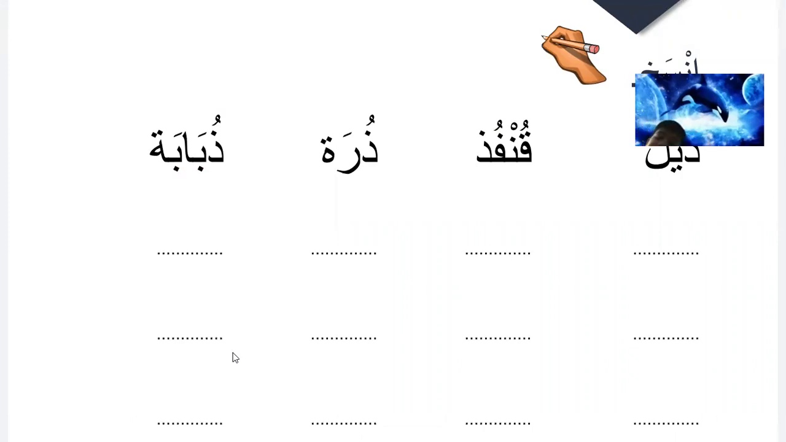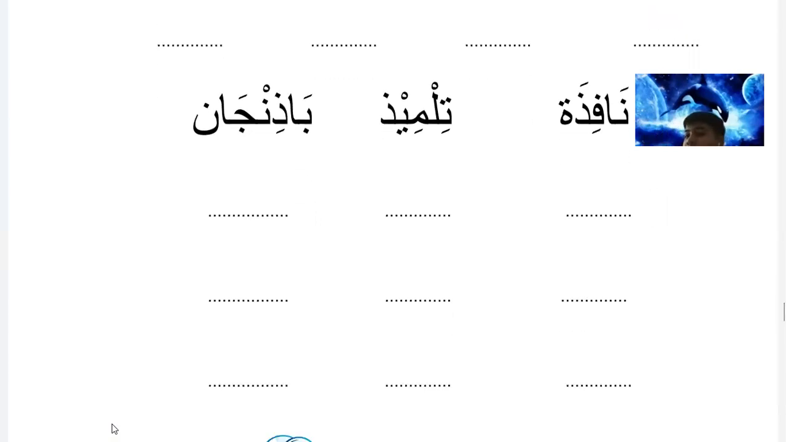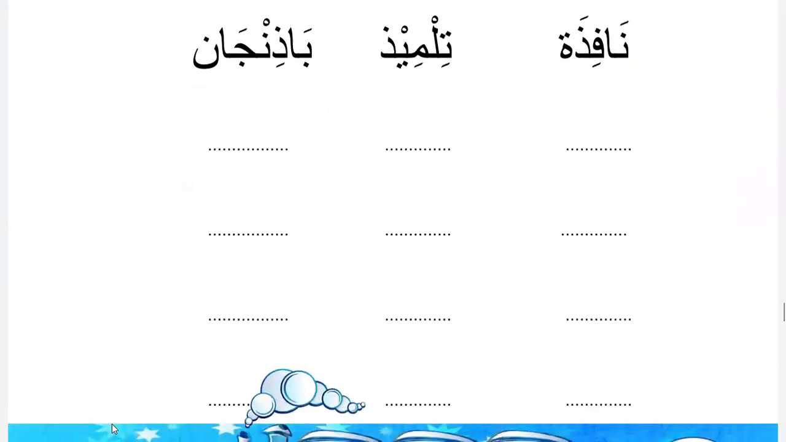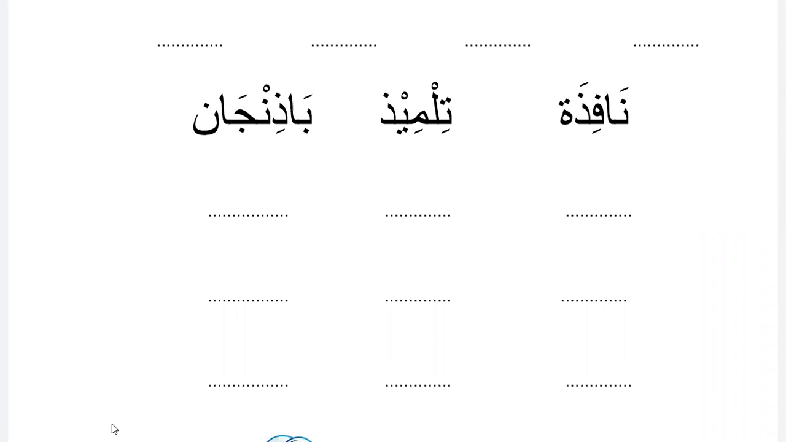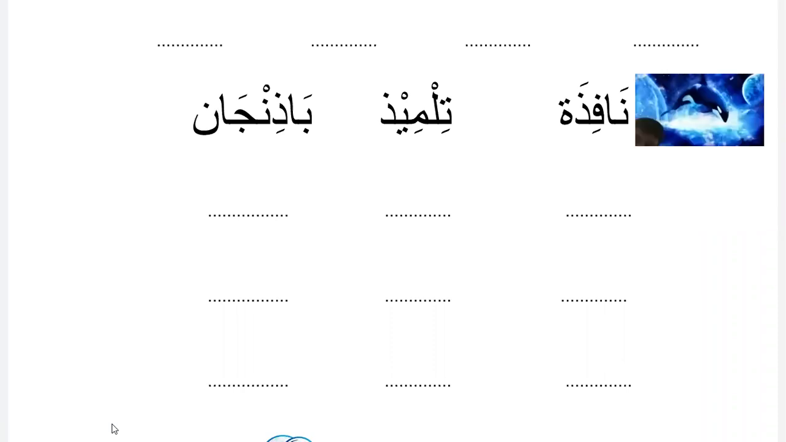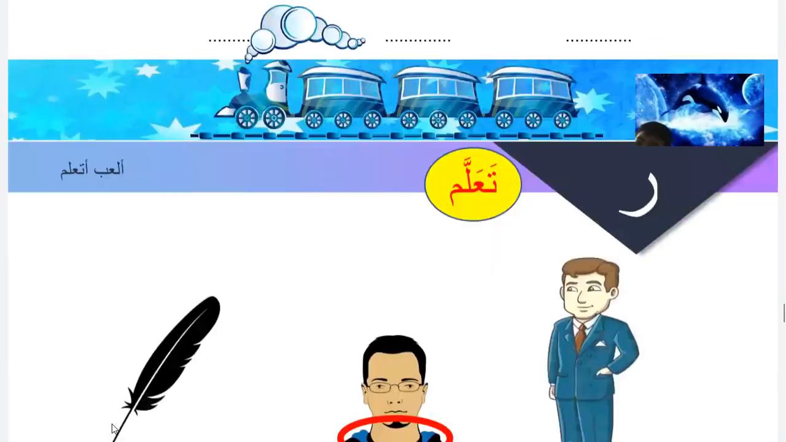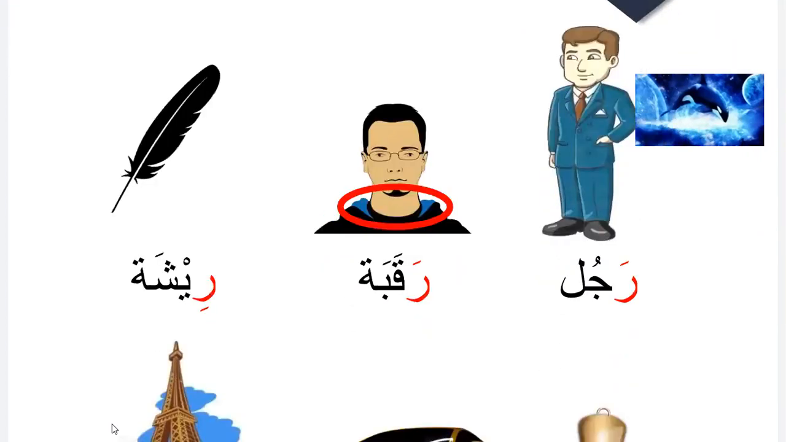Zail is a tail, good. Then kunfuz is a hedgehog. Hedgehog, good. Then zura is corn. Good. Then zubaba is a fly. Good. Nafiza is probably a window. Yes, window. Nafiza is a window. Yeah. Then tilmiz is a student. Then bazinjan is an eggplant. Good. Eggplant. And we have the vocabulary.